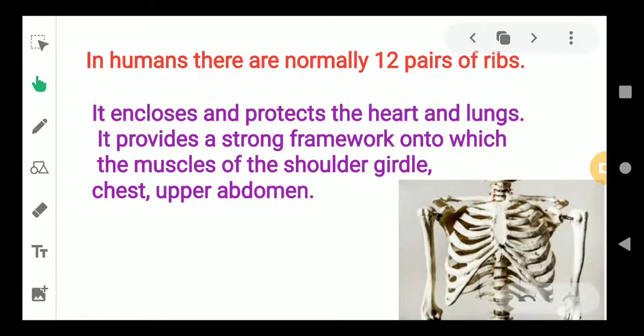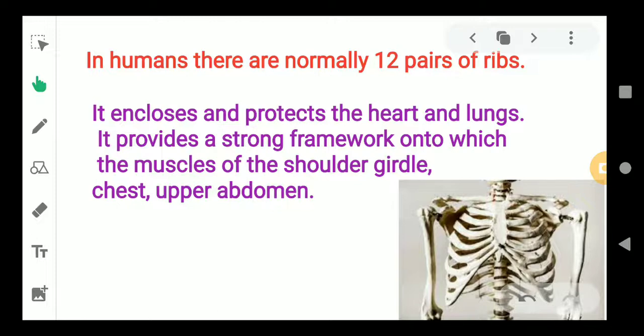In humans, there are 12 pairs of ribs. How many pairs of ribs are there? 12 pairs of ribs. All humans, men and women, have these 12 pairs of ribs.